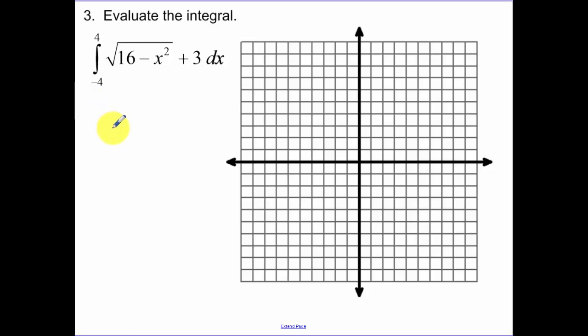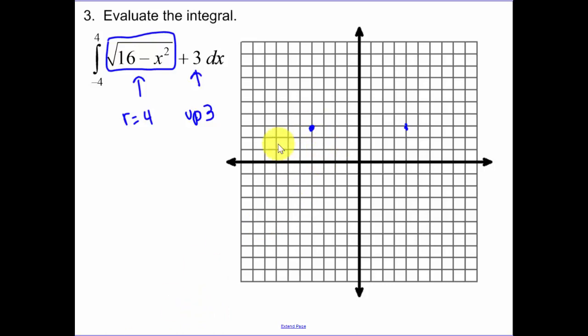Okay, next example. So you have to analyze what type of figure you have. This is a semicircle with a radius of 4 shifted up 3 units. And my center is actually at the origin, so I was off on one of those.